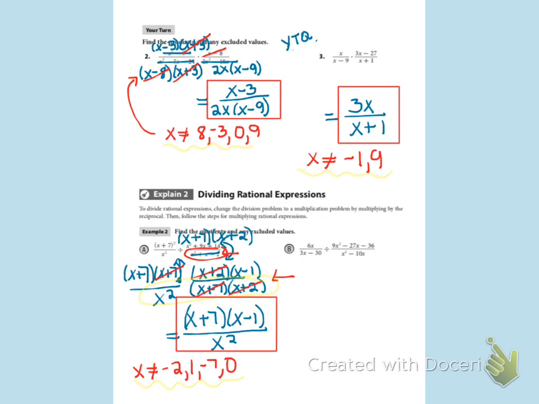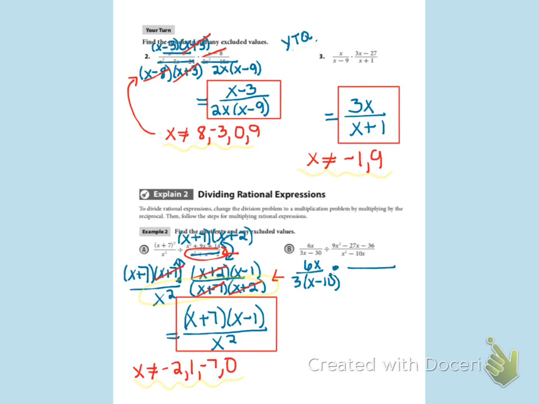So again, step 1 is going to be to go ahead and factor, and then we'll switch this to multiplication of the reciprocal. So really the only thing to factor in this first expression is to take the 3 out of the denominator. If I take the 3 out of 3x minus 30, I have 3 times x minus 10. And then I'm going to write this as multiplication. So I have multiplication of the reciprocal.